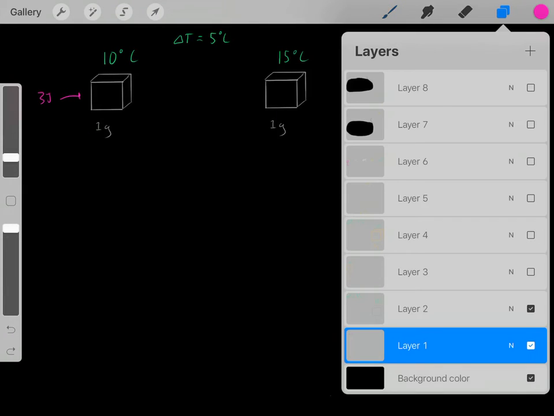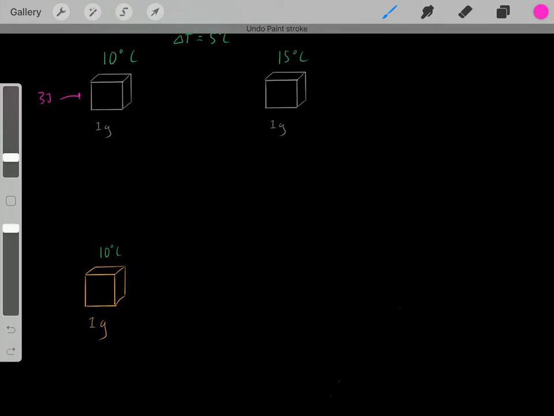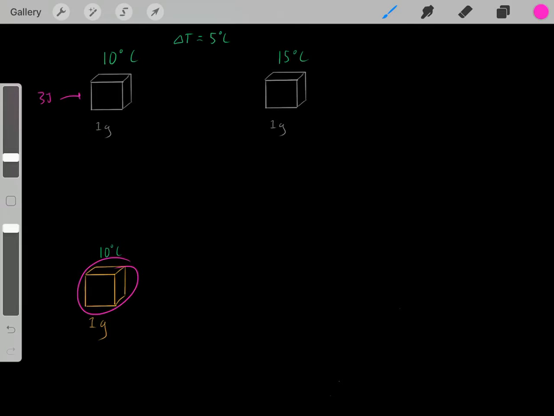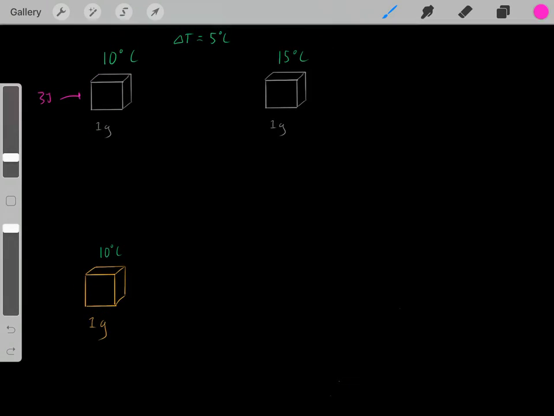But now let's say we have a different object. Again, let's say we have a 1 gram object with the current temperature of 10 degrees Celsius, but let's say this object is made out of a different material, and hence the different color. So now we have this different material, and again, let's say we add some heat. Let's say we add that same 3 joules of heat.